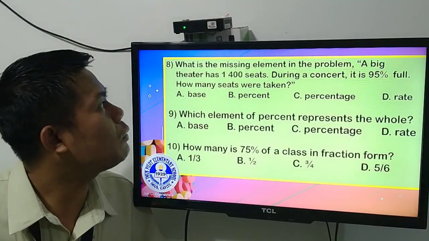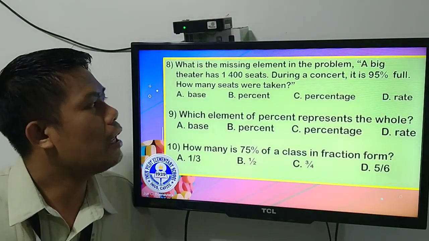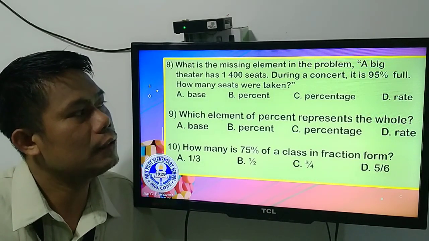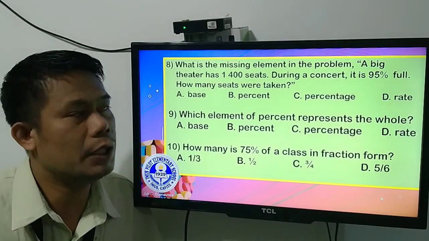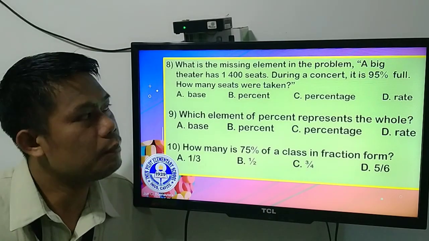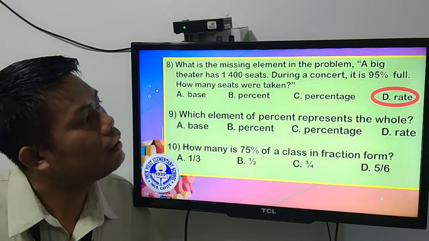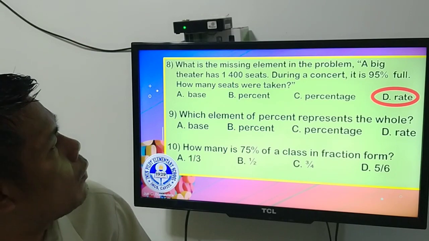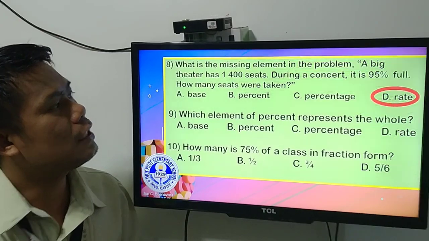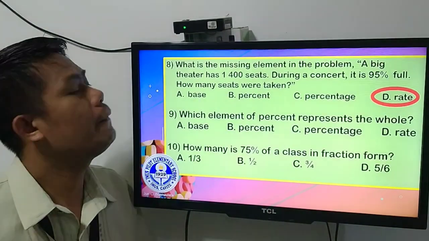Okay, then number 8, what is the missing element in the problem? A big theater has 1,400 seats. During a concert, it is 95% full. How many seats were taken? So, what is asked in that problem? It's asked about the percentage. How many seats were taken? So, the percentage. So, the answer is letter C. The answer is letter C for number 8.